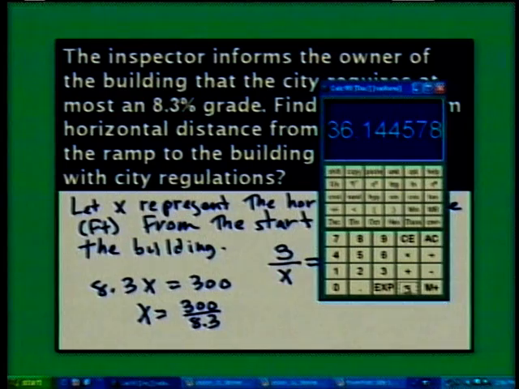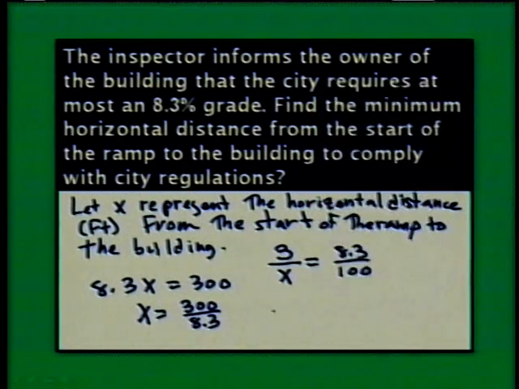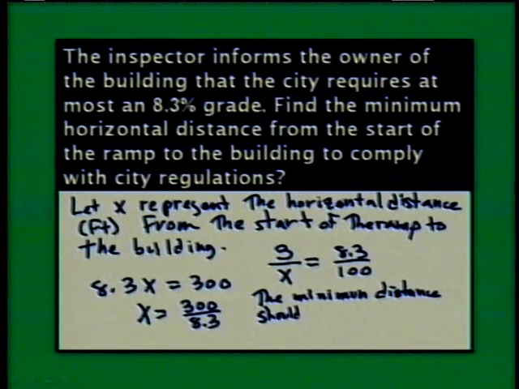Now, I want to make sure that the ramp is long enough to comply with the city regulations. If I build a ramp with a horizontal distance of 36 feet, the grade might be too high. So here, I'm going to round up rather than round down. So the minimum distance that I would measure would probably be 37 feet in order to get a grade that complies with the city code. So the minimum distance should be about 37 feet.